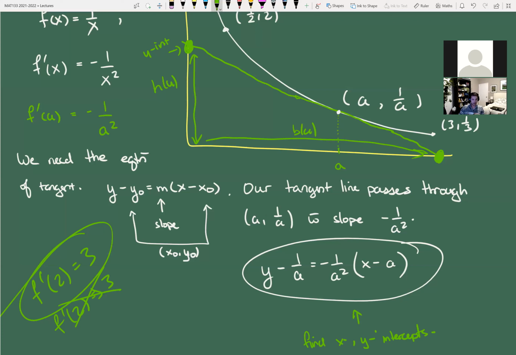Is it okay to assume that A is your X? Yeah, you use whatever variable you like. You don't have to use A.